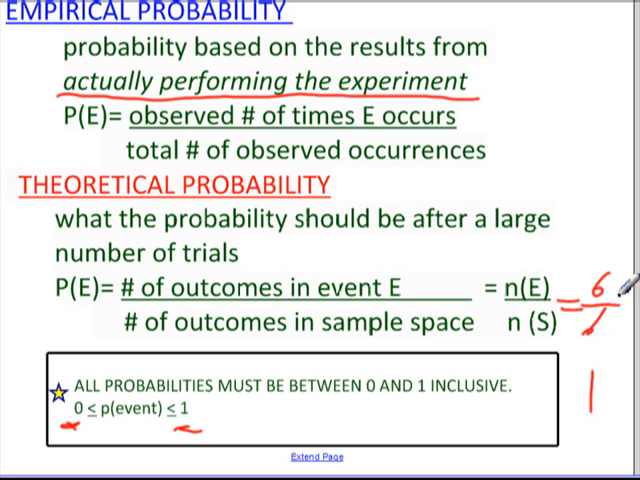And I think you'd agree this can't possibly be bigger than 1. You can't have something happen more often than there are possibilities. Wow, I said that really badly. Let me try that again.